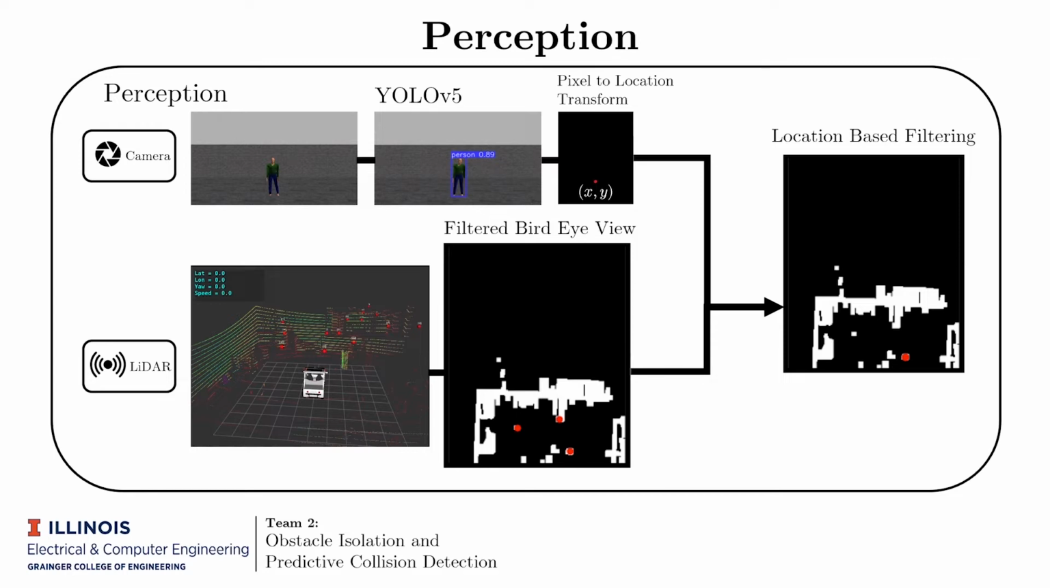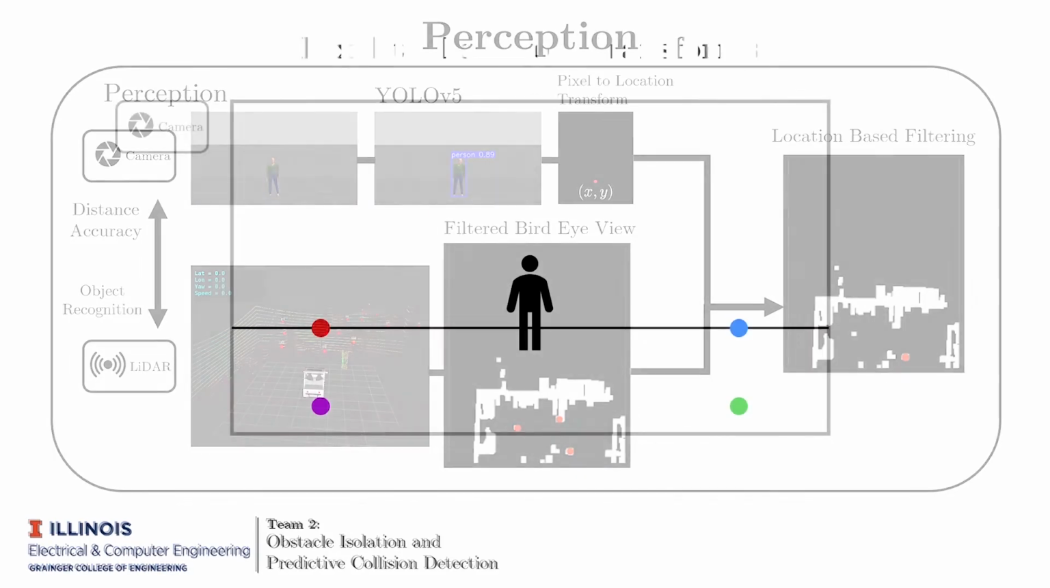This is done to overcome each sensor's weaknesses with another sensor's strengths. In this case, the LiDAR's bird's eye view can confuse pedestrians with similarly shaped objects, whereas the camera can accurately detect pedestrians. Also, the camera can't accurately detect the distance to the pedestrians, whereas the LiDAR can.